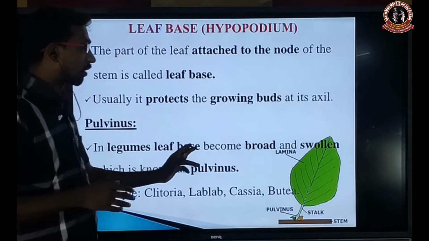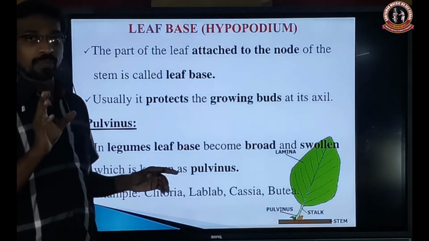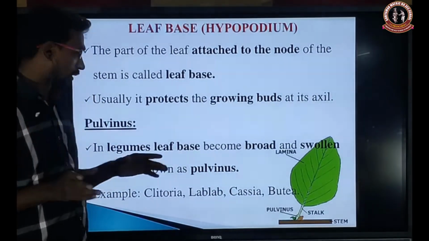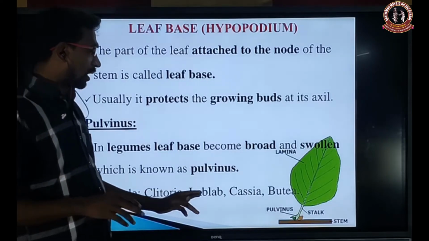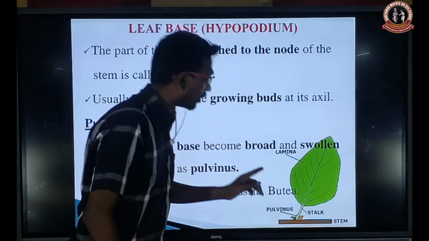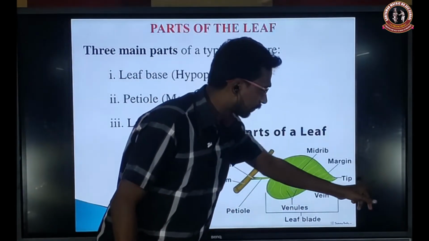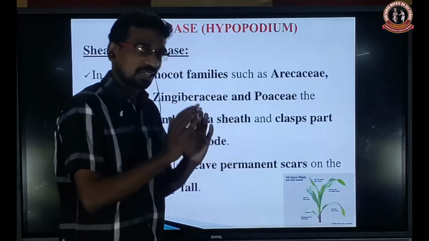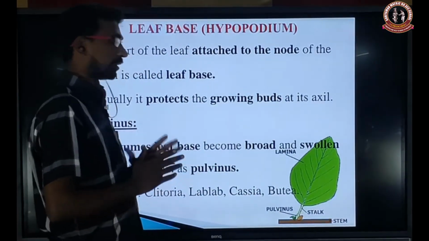The legume leaf base becomes broad and swollen. Legume means all dal varieties. This is known as the pulvinus. Examples: Clitoria, Cassia and Pongamia. So here it is swollen. It is not a normal leaf base. A normal leaf base is not swollen, but this one is slightly swollen. That is the pulvinus.